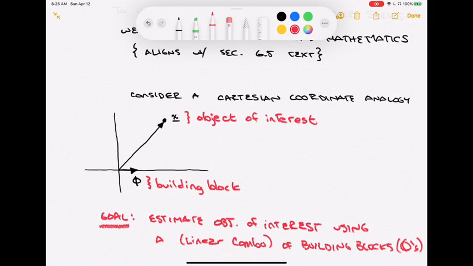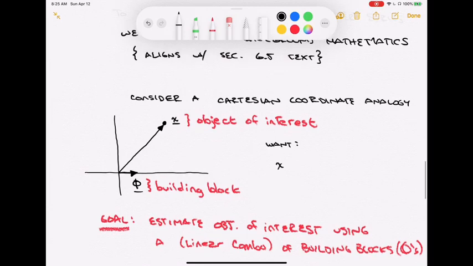I have an object of interest, call that x. I have a building block, call that v. If I wanted to, I could put an underline on that, just to emphasize its vector nature. And I want to estimate x. So I'm going to say I want to come up with an x hat. That hat just means an estimate of. So I want to have an estimate of x that is a linear combination of my building blocks.